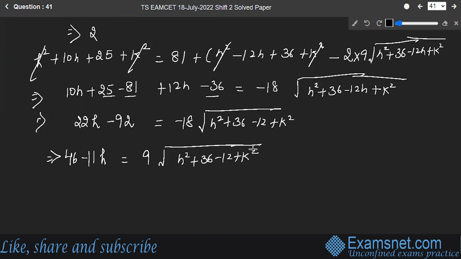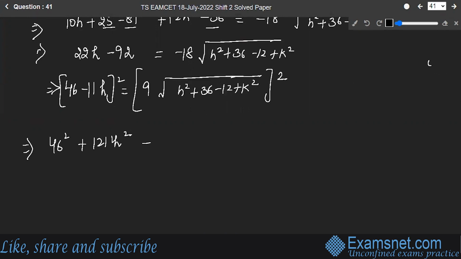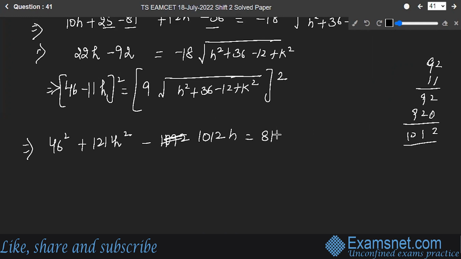Now let's do squaring both the sides again, which will give you 46 square plus 121 H square minus 2 into 92 into 11. So this is 92, 92. This is equal to 81 into H square plus 36 minus 12H plus K square. Okay, now let's open up the brackets.